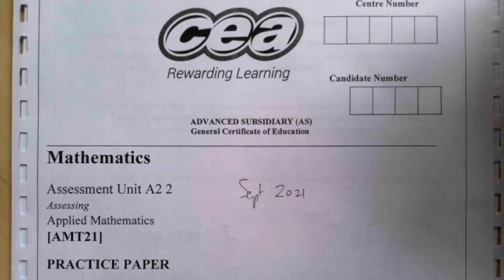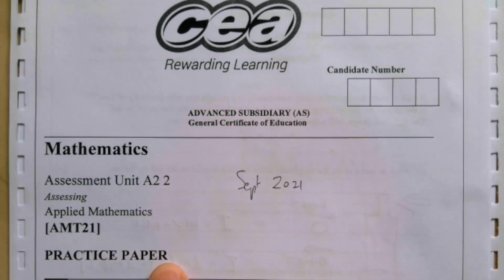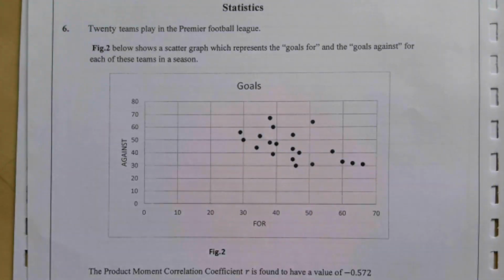This is a past paper question from the September 2021 practice paper, so it wasn't a proper paper. This is a CCEA practice paper for A2 Applied Maths, and we're doing a statistics question, so this is number 6. Let's take a wee look then.